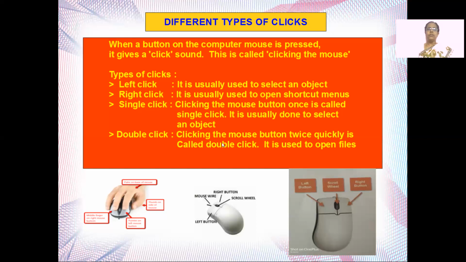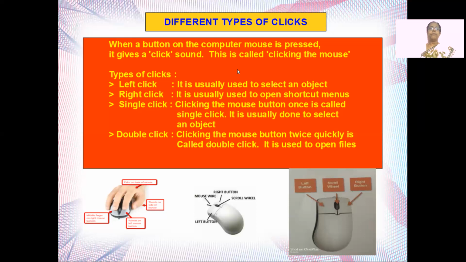But when you click 2 times quickly, that is called a double click. When you press the mouse button 2 times very quickly, that is called a double click. It is used for opening a file. So let's recap. Left click is to select an object. Right click is to open a shortcut menu. Single click is to select an object. Double click is used to open any file or folder, whatever you want.